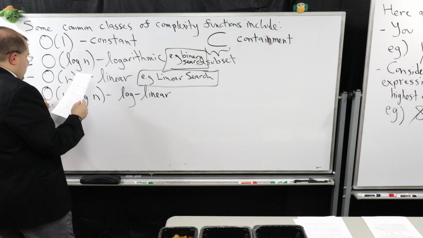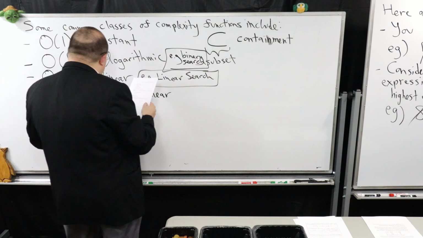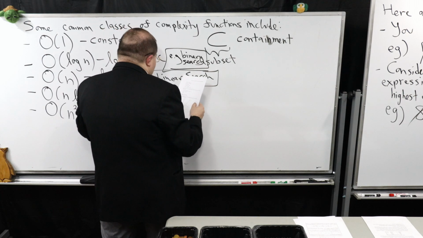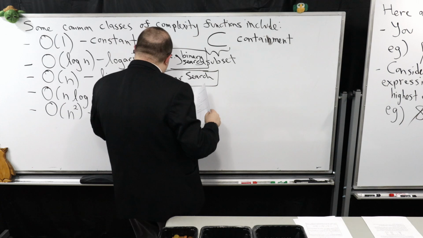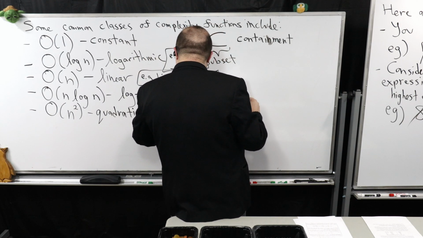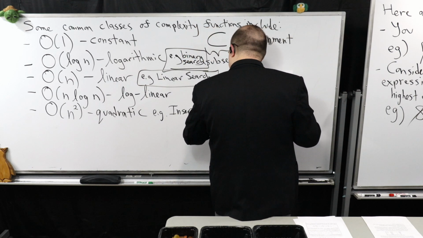I know another one that you may be familiar with is quadratic, big O of n squared. For example, you might know an algorithm that runs in big O of n squared. You might know, for example, insertion sort. Insertion sort runs in big O of n squared time in the worst case.